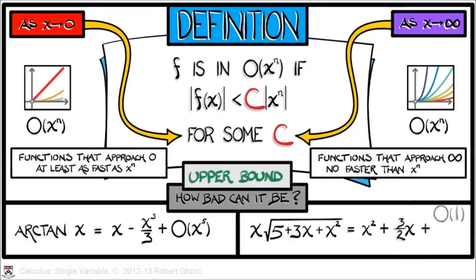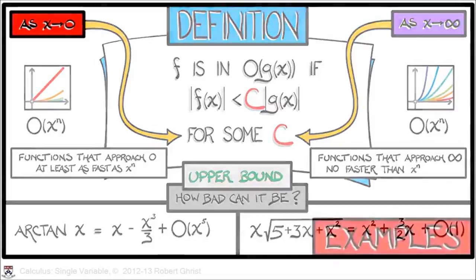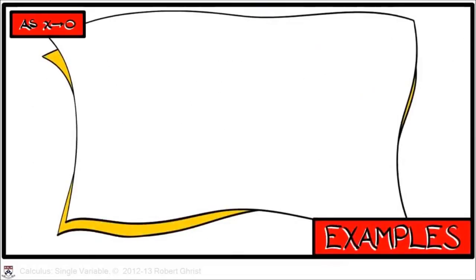If we wanted to be more specific, we could use the binomial series to say that this function is x squared plus 3/2 x plus something in big O of 1. That is, something bounded, something in big O of x to the 0. More generally, instead of talking about big O of x to the n, we could talk about big O of some other function, g of x, if this same inequality holds for some constant c. Let's look at a few examples.